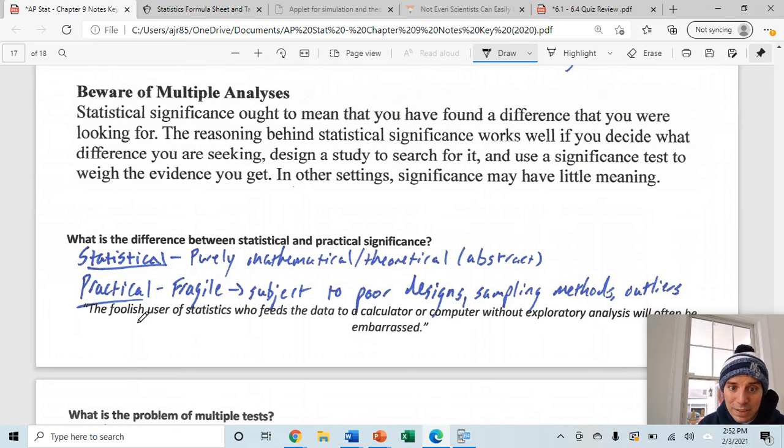What is the difference between statistical and practical significance? Statistical is purely mathematical. It's theoretical, it's a little bit abstract. Practical significance is fragile. It's subject to poor design, sampling methods, and outliers, okay? So something might seem like there's statistical significance, but in reality, there might be something else going on. It's always important to look at the study design, look at the sampling techniques that were used, look if there's any extreme outlier that's affecting that test statistic when we're looking at the conclusion in our results.